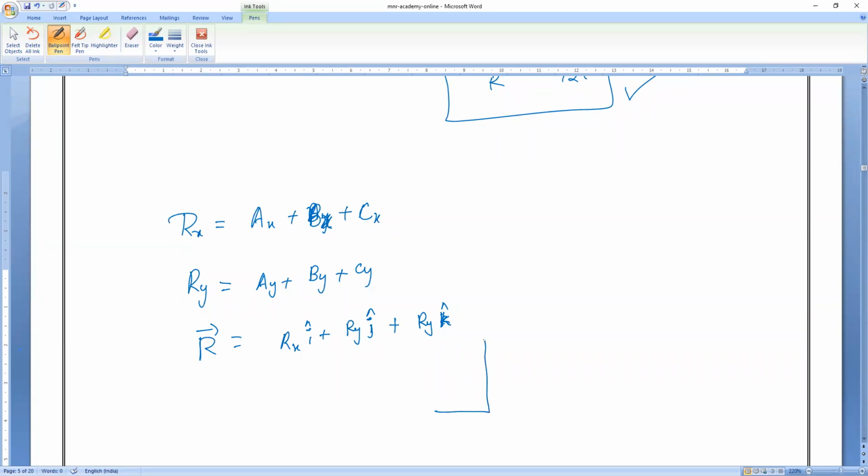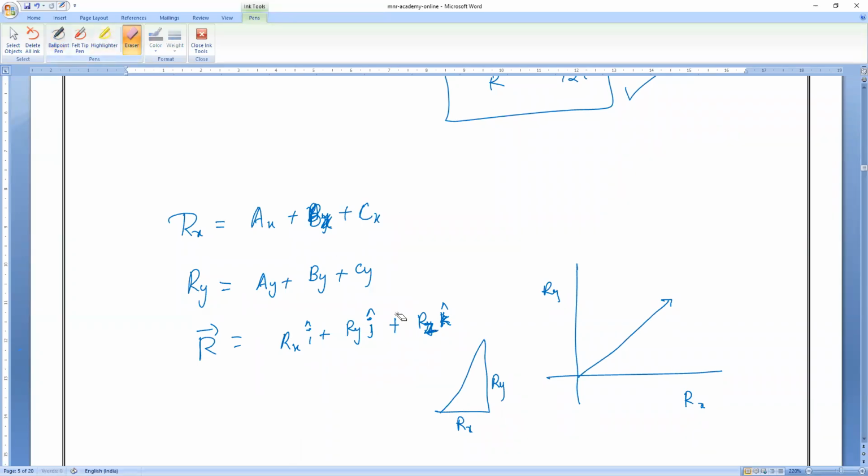If it is a right angle triangle, for example, then this is Ry and this is Rx. If I represent it in the graph, let me take this as Ry and this as Rx. We all know the resultant force will act between them. Here, Rz k cap. Sorry, this is Rz k cap. That is what you have to remember.